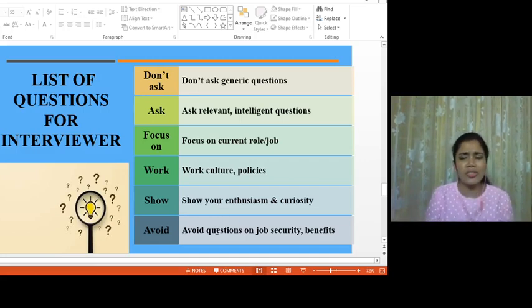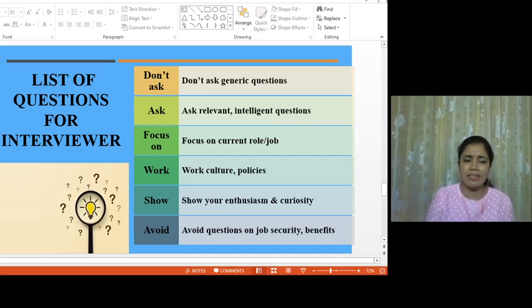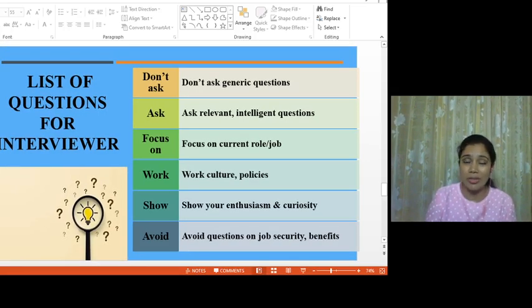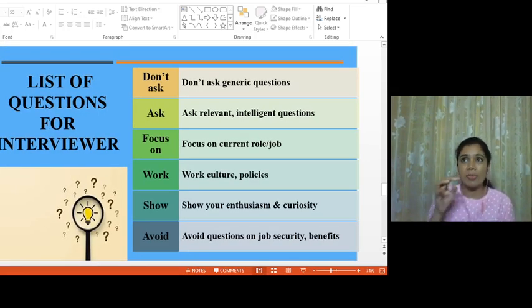And avoid questions on job security and benefits. As I said, please don't ask about the pay scale and the benefits that you will get. You can definitely ask about the qualitative benefits. You can definitely ask about how you can be transformed into a better professional once you join the bank. But you cannot be asking when will I be getting the house loan, when can I apply for a vehicle loan and all that.